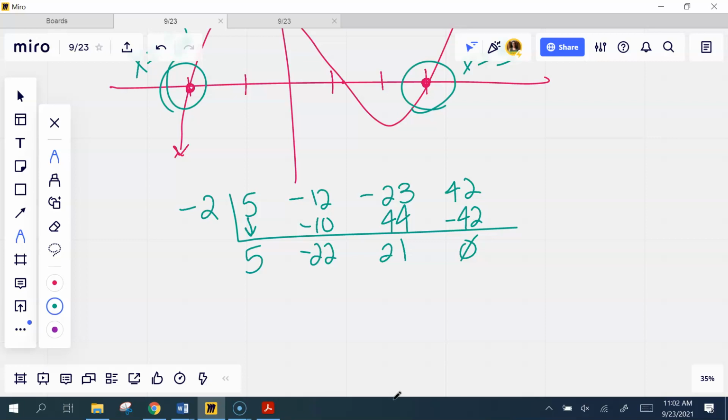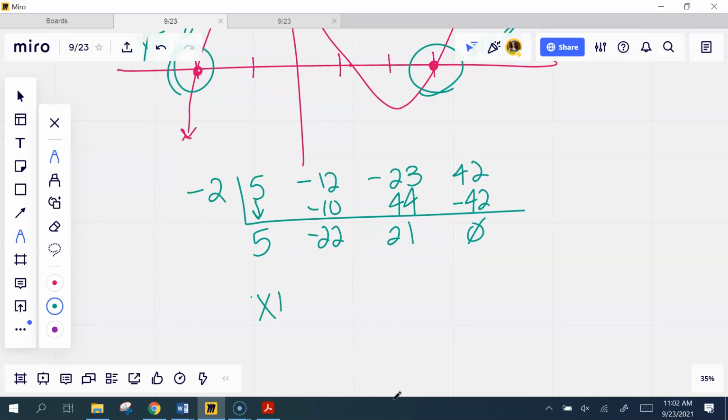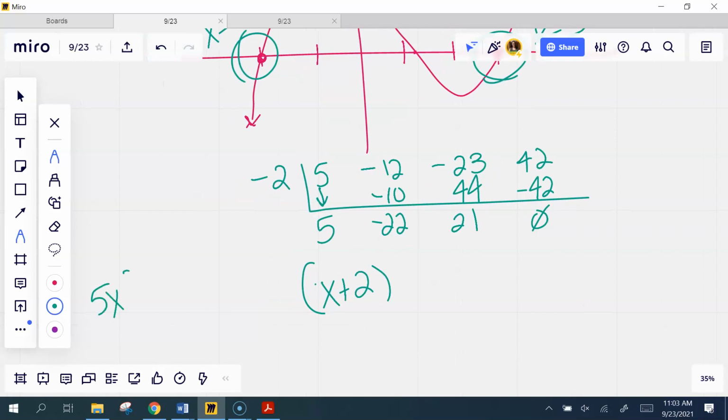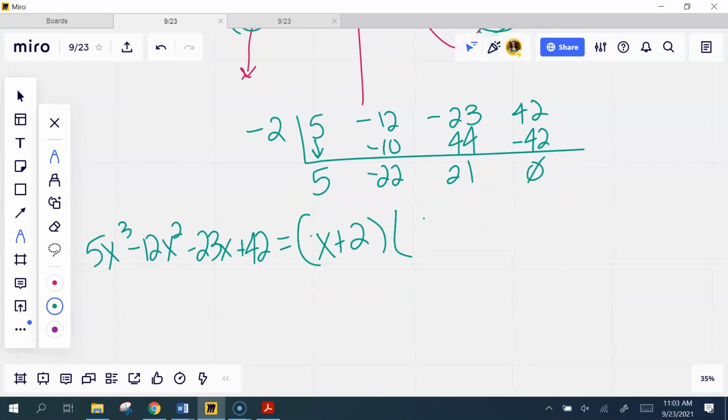So now let's think about what we know when we divide something, because it gave me a starting point of what I could use to divide. And it said x plus 2 is a factor. Remember, my original equation was 5x cubed minus 12x squared minus 23x plus 42. What do I need to multiply x plus 2 by to still make it be the same thing? That's exactly right. Does that make sense?